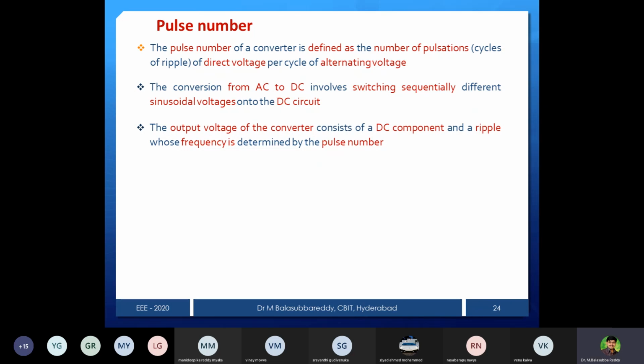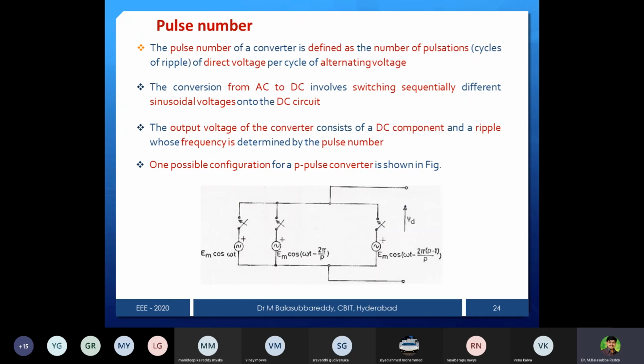Now, if the pulse number is more, the ripple frequency content will be more, but the ripple magnitude will decrease. Ripple frequency being more means the time duration is very small. So we can say that the ripple frequency will be more, and the ripple magnitude is going to decrease. And one possible configuration for the P-pulse converter is what I showed in the previous slide. We can represent this as the basic configuration, and so on.